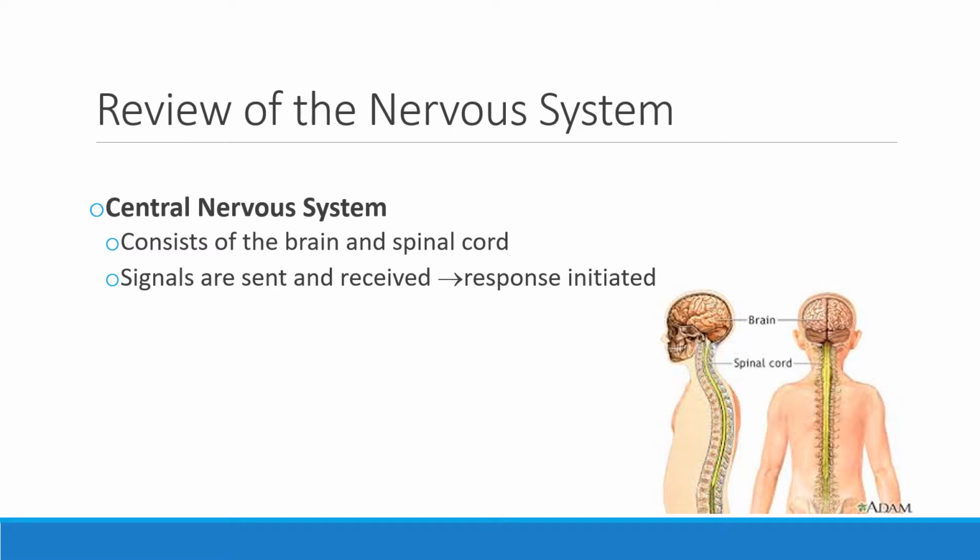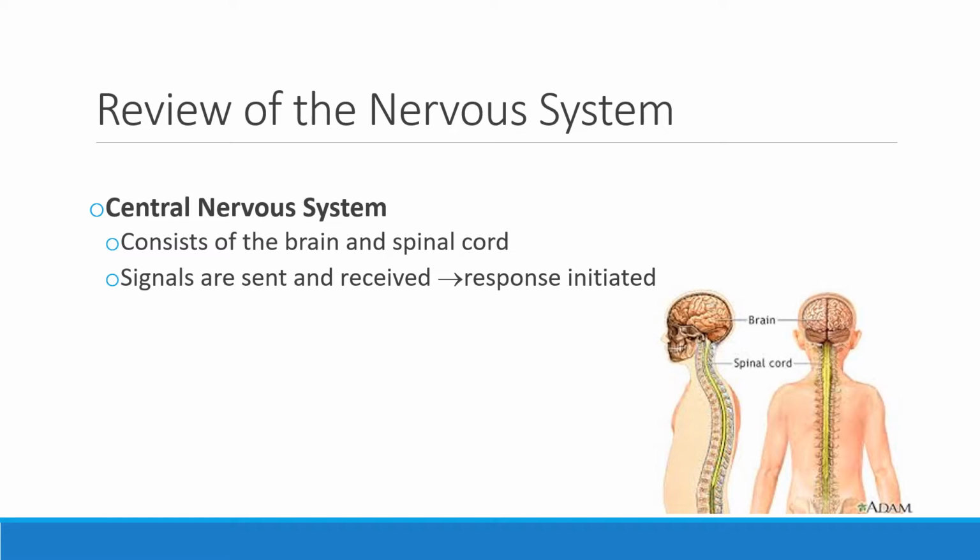So here we have the central nervous system. It consists of the brain and the spinal cord. The brain and the spinal cord is the CNS. And then we have signals that are sent and received, which means we're going to have a response that's initiated. So when we're looking at this, this is where we get to efferent and afferent signals.